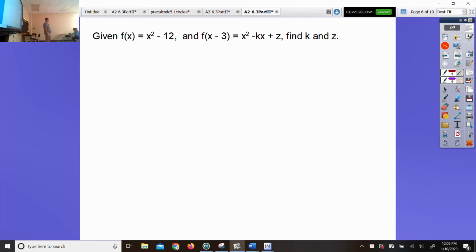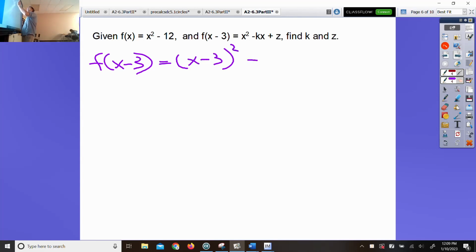Anybody got a starting point? What's something you should be able to do when looking at that problem? You can plug in x minus 3. That's right. You can find f of x minus 3. Grace and Parker said that about the same time. You can find f of x minus 3 by letting x be x minus 3.